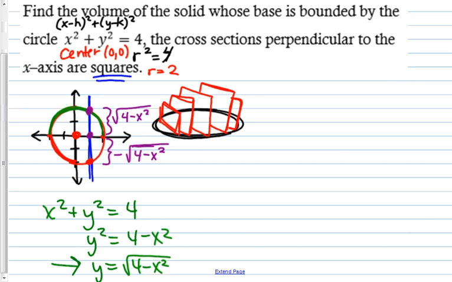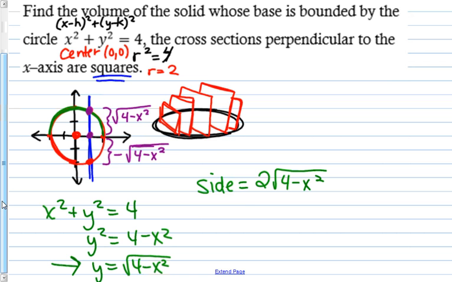So we don't pay attention to negative because we want length, and lengths can't be negative, and if I were to add those, they would cancel each other out. So what we do is we just double the square root of 4 minus x squared. So the side of the square is going to be 2 times the square root of 4 minus x squared. And that's the equation we're going to use, and that is what we're going to integrate.